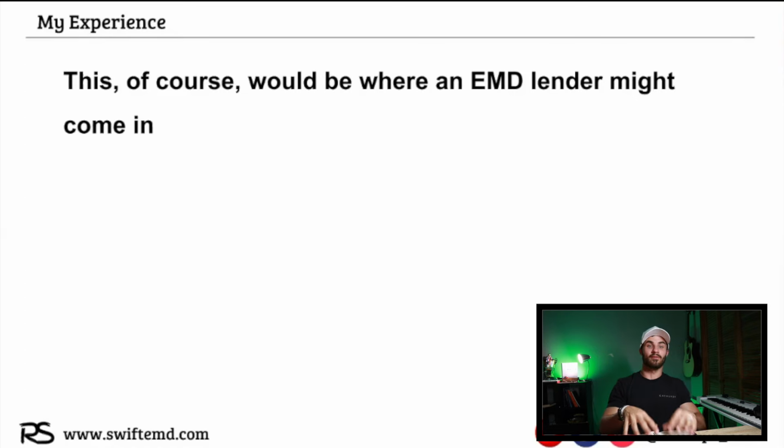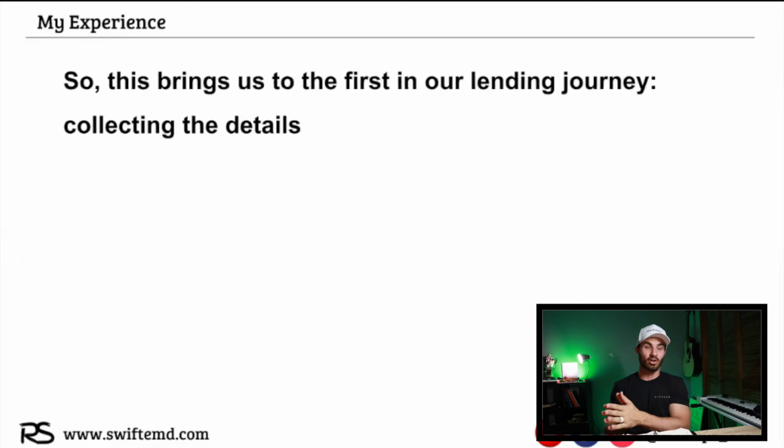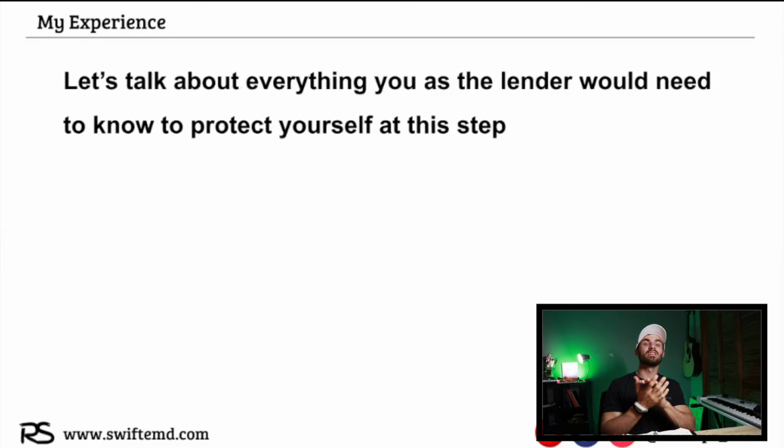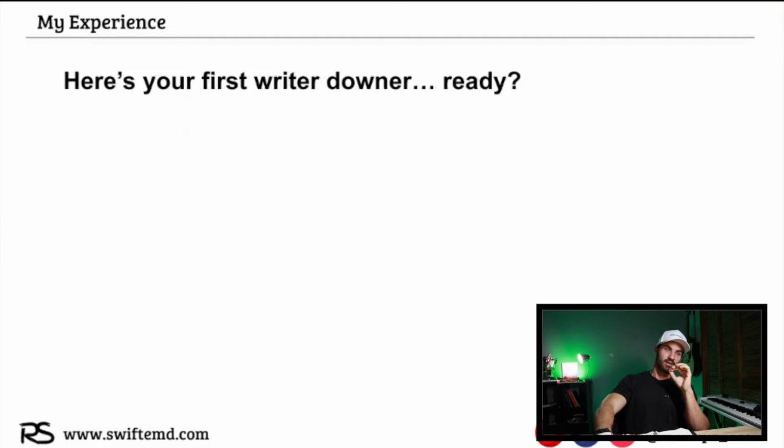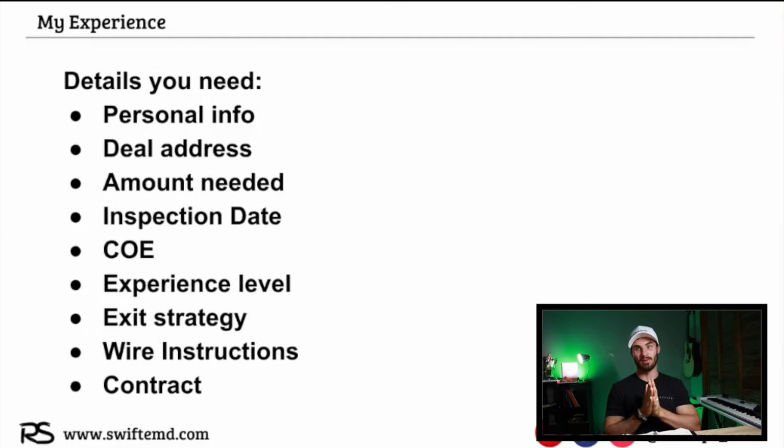So this is going to bring us to our first step in the lending journey, when the wholesaler has determined that they are going to request lending from you, right? Our first step, as the lender, when I say our, I'm speaking as the lender, is going to be collecting the details. So let's talk about every detail that you as the lender are going to need to protect yourself at this step. If you guys have a notebook, pen and paper, your phone, whatever, this is all for you guys. So we're starting out with lending for a wholesaler, like I said. So here's the first writer downer. Details that you need. I'm going to go through these step by step. Go ahead and write them down. I'll give you guys a second and then I'll start going through them.